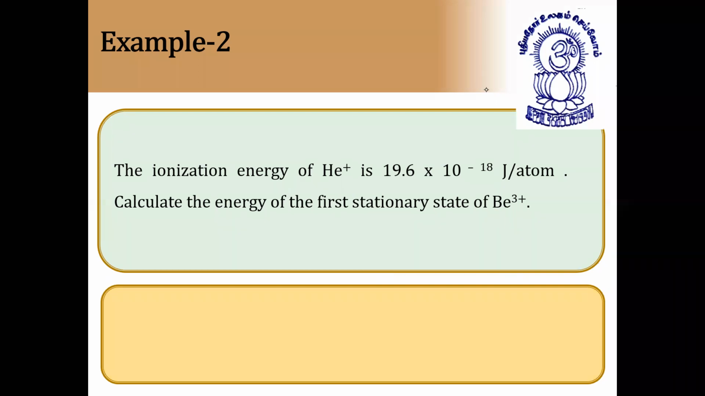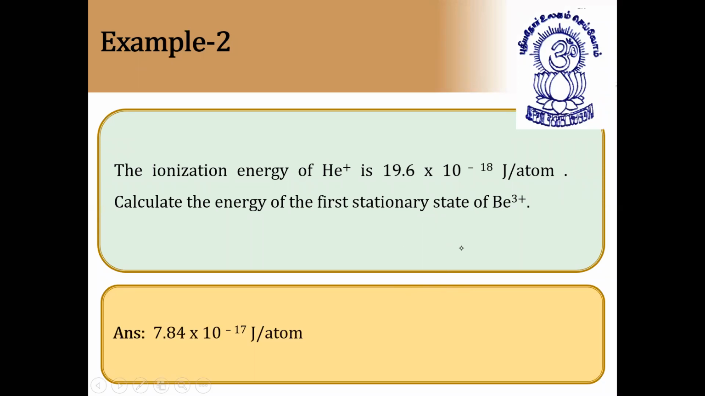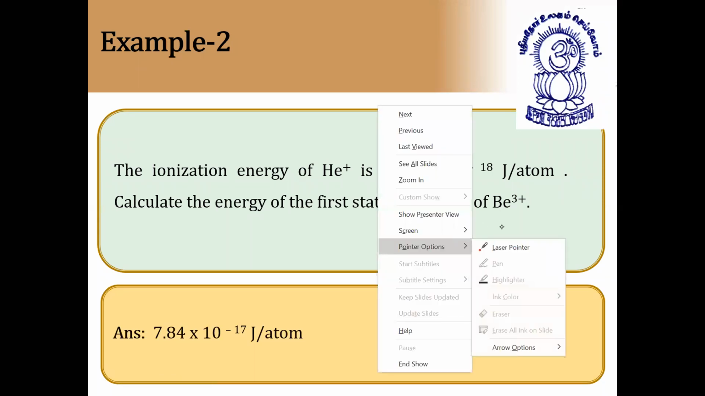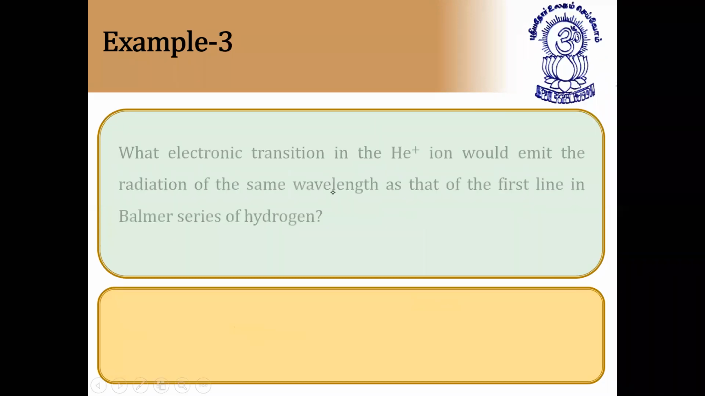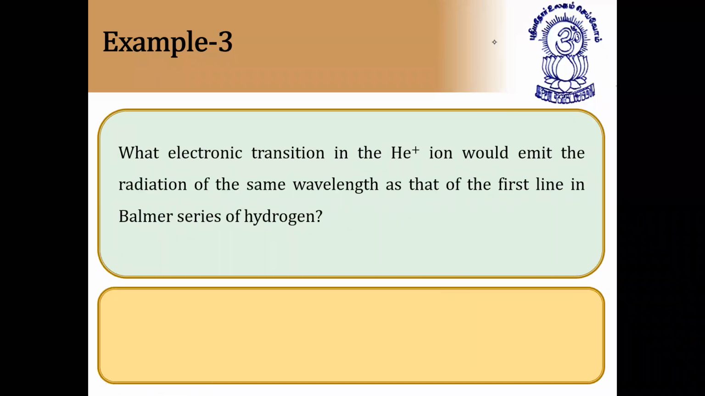Next question now. The answer for this is 7.84 × 10 to the power of minus 17. If you do the simplification, you will get the answer easily. So next question now. What electronic transition in the helium ion would emit the radiation of the same wavelength as that of the first line in the Balmer series of the hydrogen atom? This is a very typical question.